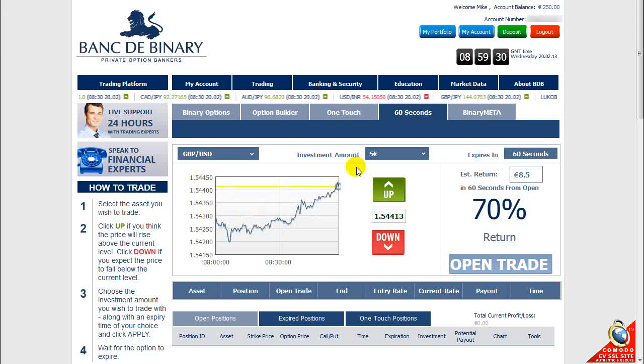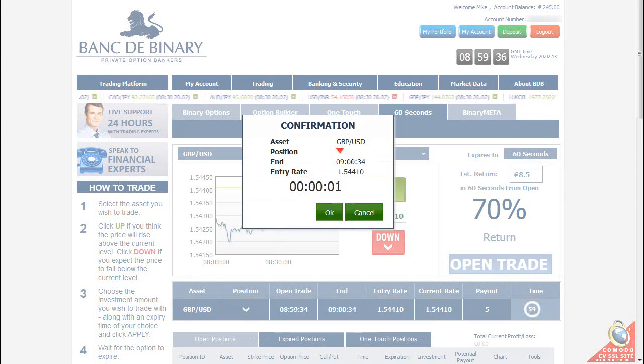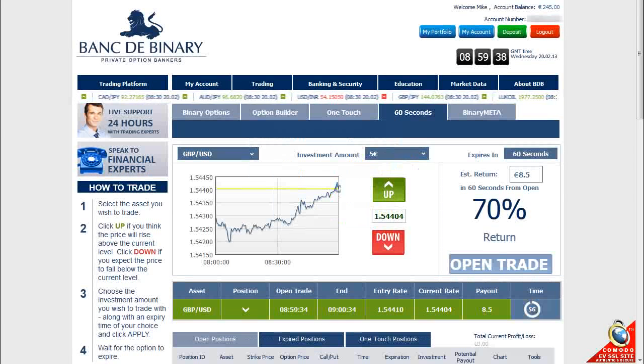So what I'm going to do is I've changed that to the GBP. It's 5 euros. We're actually going to make a short trade, so I'm going to open that trade and I'm going to be shorting this. And what I'm doing now is saying that this trade is going to close below the entry rate within 60 seconds. And if it does that, we in actual fact win the trade. Now, what I've done is I've used a 5 euro lot. And here we go. If we stand to win, then we stand to win 8.5 euros.